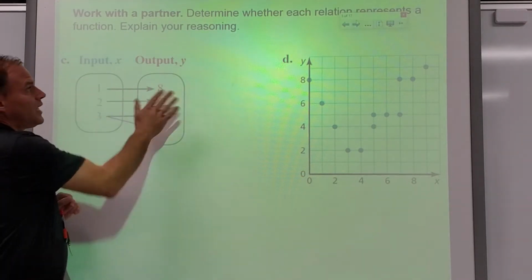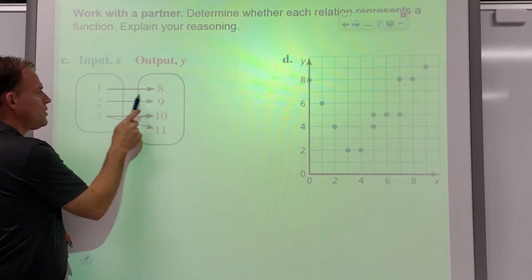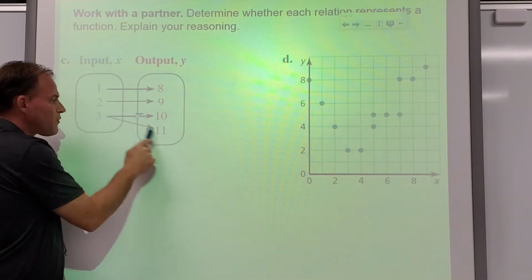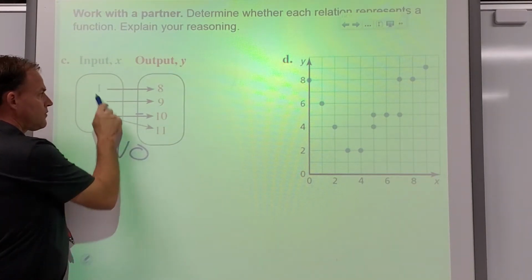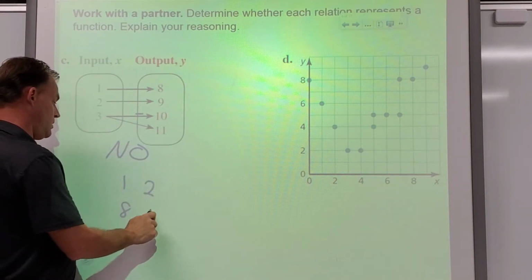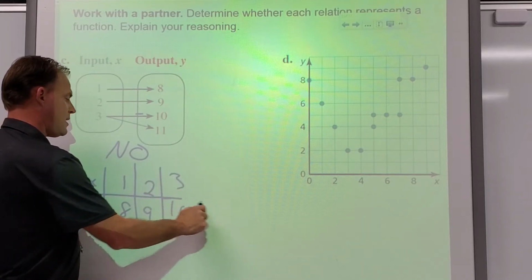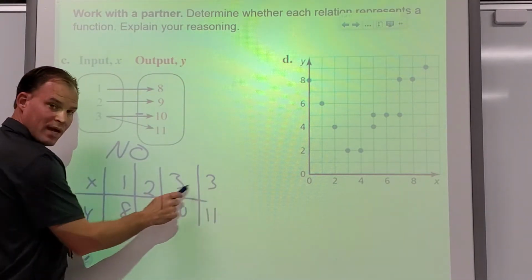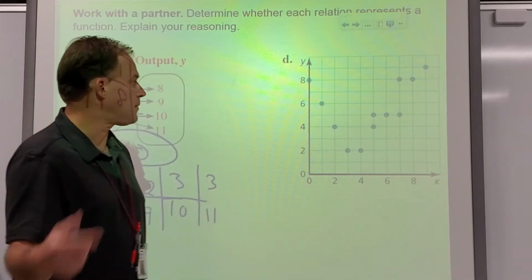So, looking at it in this mapping here, so this is called a mapping. 1 gives me 8, 2 gives me 9, 3 could be 10 or 11. So this one has 2 different outputs, so this is a no. This information here, if we would write this in the other format, it would be 1 gives me 8, 2 gives me 9, 3 gives me 10, and 3 gives me 11. Because 3 gives me both answers. Whenever the x's repeat, it is not a function. You're going to see that coming up over and over and over again.